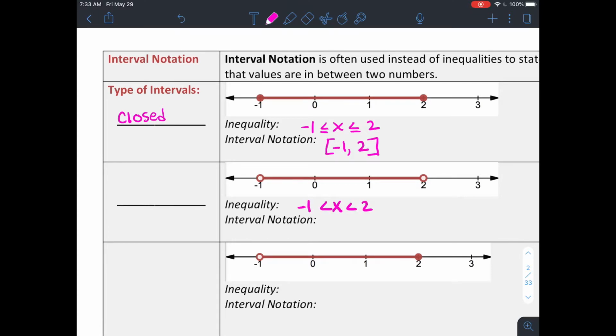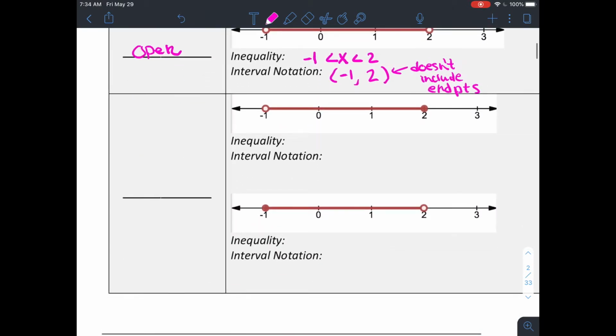Next one's pretty similar, except you have open circles, so your inequality isn't actually numbers equal to -1 or 2. In this case, you use parentheses instead of square brackets, so if you don't include the number at that end, you use a parentheses instead, and it's called an open interval. Kind of matches your open circles.